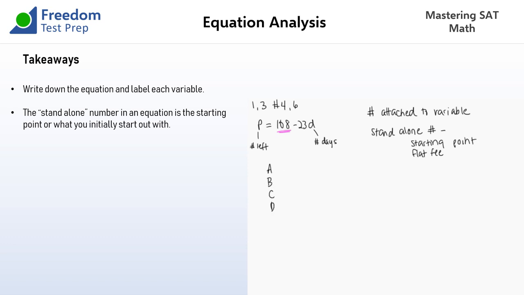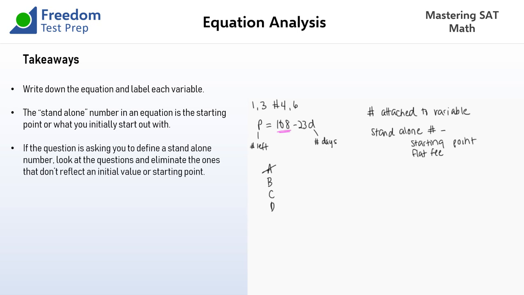A says Kathy will complete the repairs within 108 days, but that is not really a starting point. Let's look at something else. B says Kathy starts each week with 108 phones to fix. That sounds like a starting point. Let's keep reading though. C says Kathy repairs phones at a rate of 108 per hour? No, that's not a starting point. And D is basically the same thing, except instead of 108 per hour, it's 108 per day. B is definitely our answer. It's the only one that is a starting point.